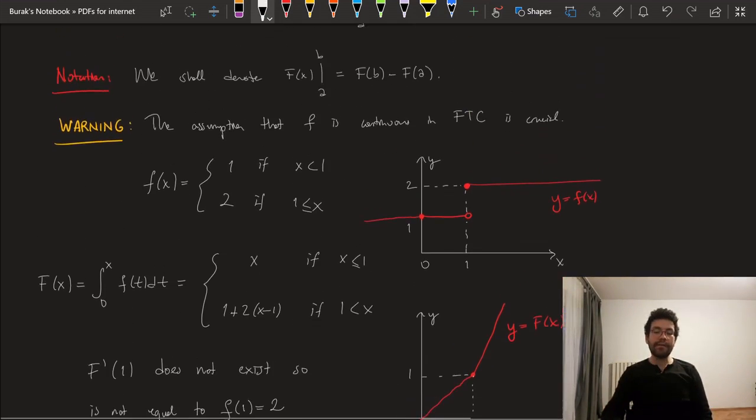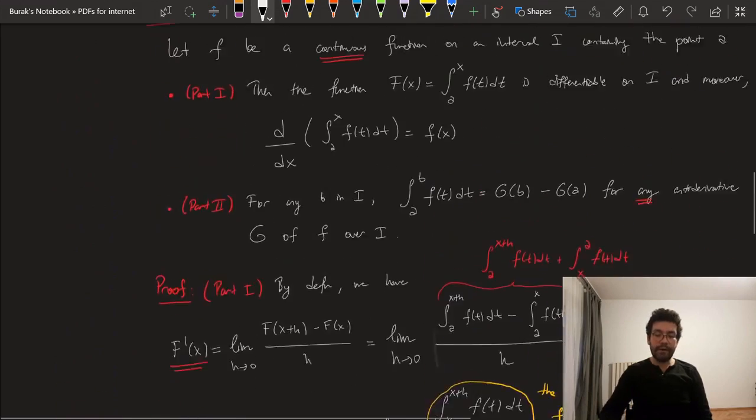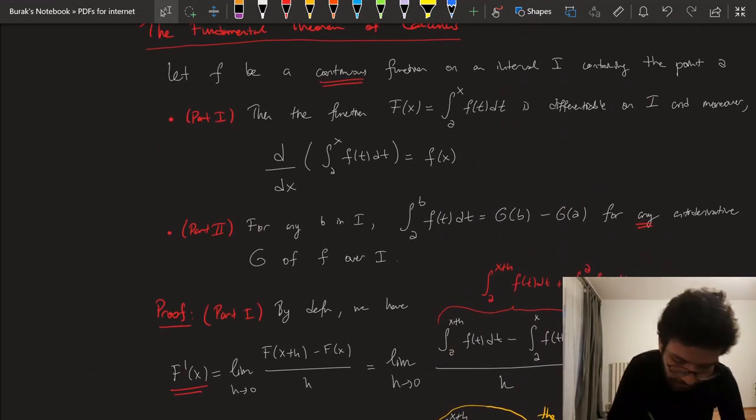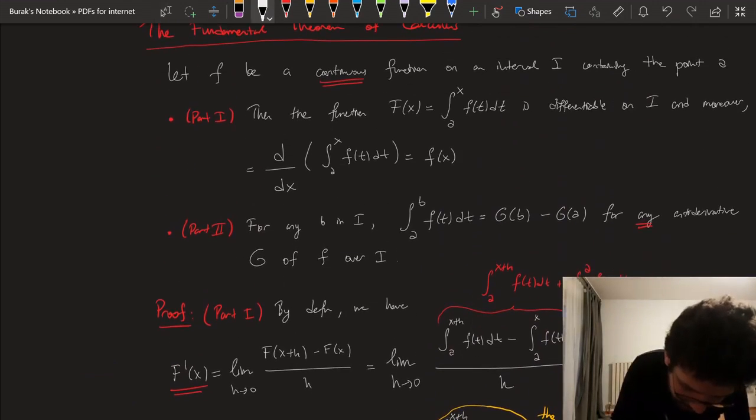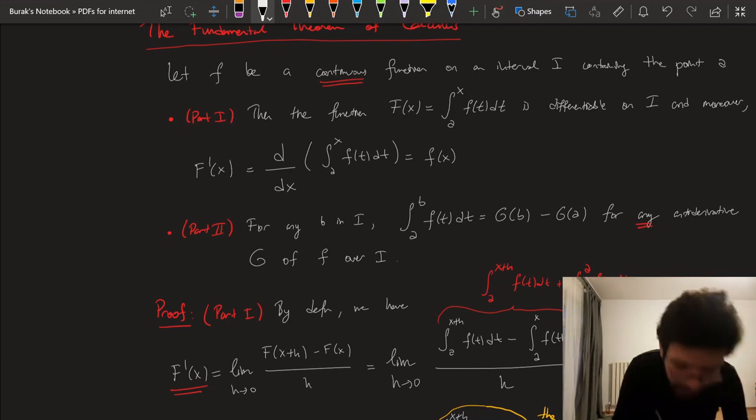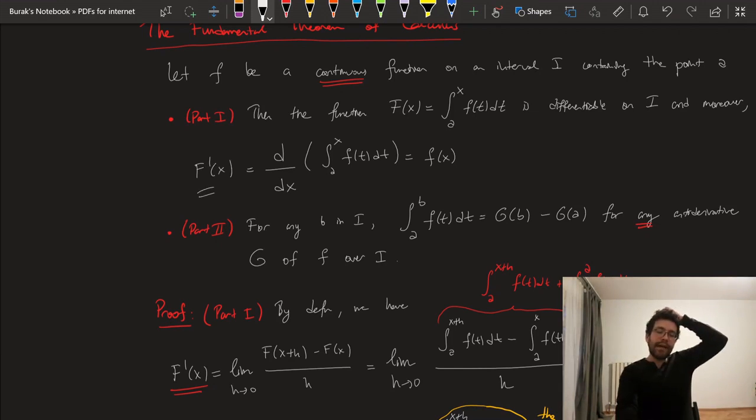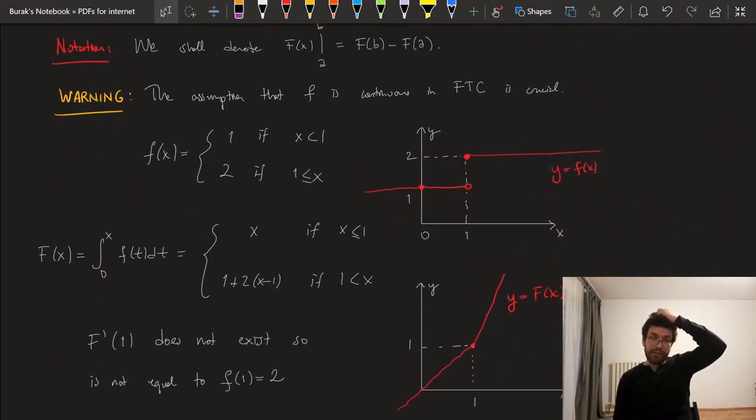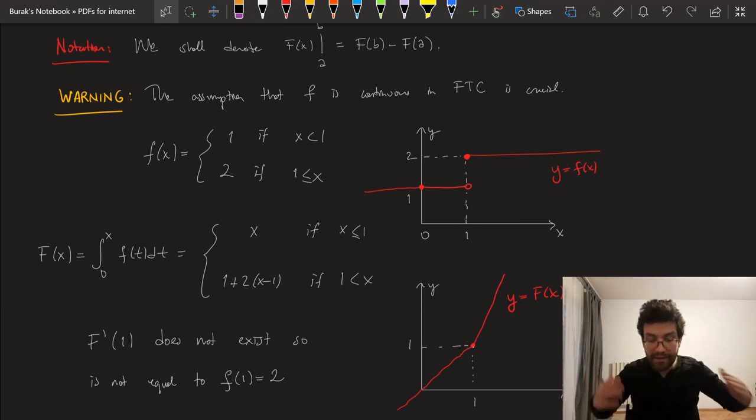So the fundamental theorem of calculus tells you that the derivative of this function, this big F, is small f if little f is continuous on your interval. My function f here is not continuous at 1. I mean, it's continuous elsewhere, but at 1 it's not continuous. So if I try to apply the fundamental theorem of calculus, it's going to fail.